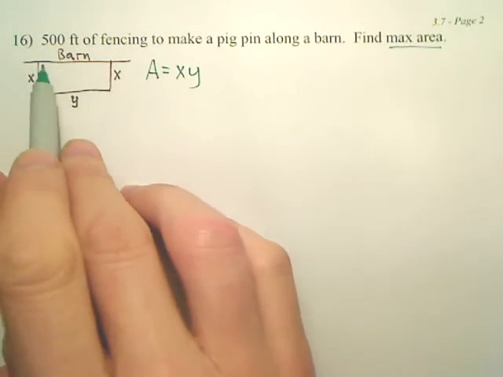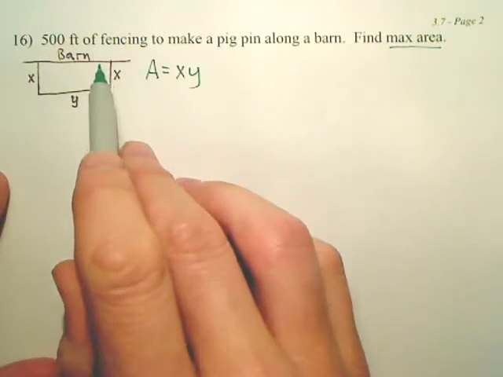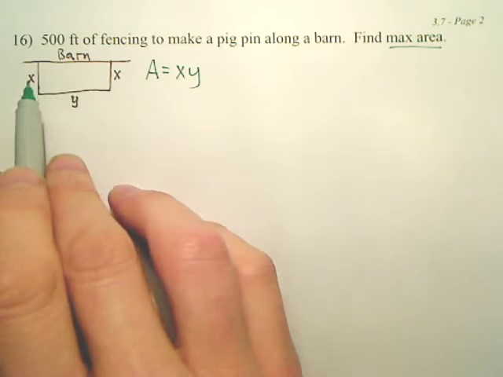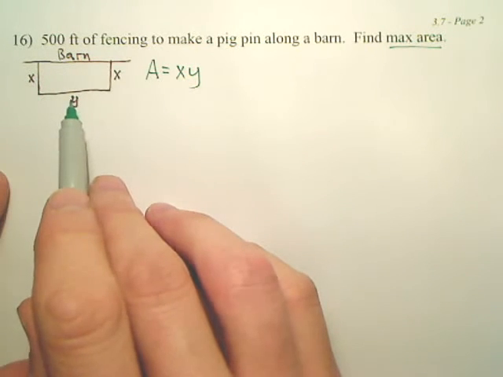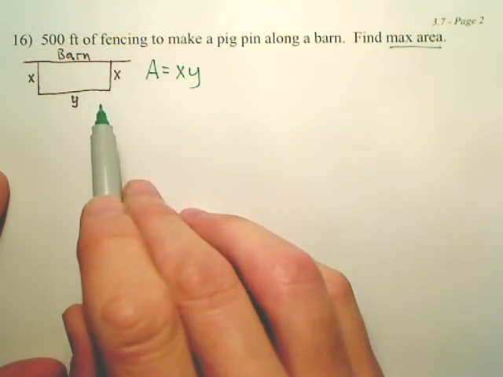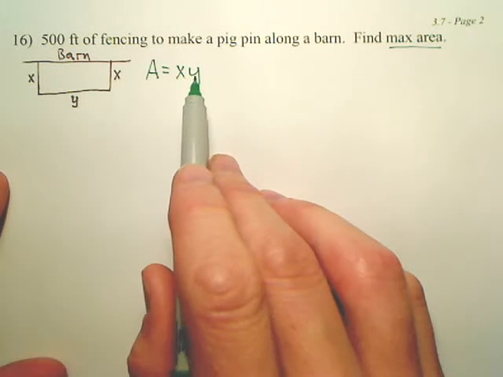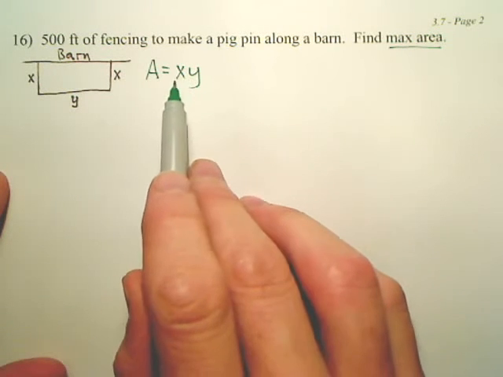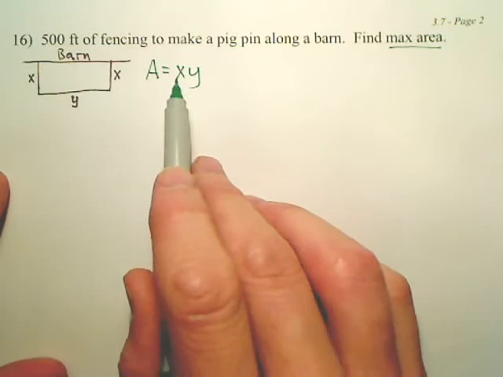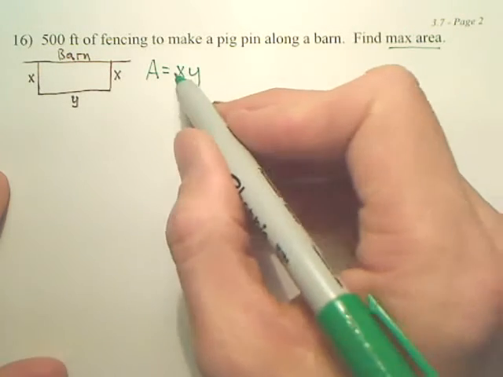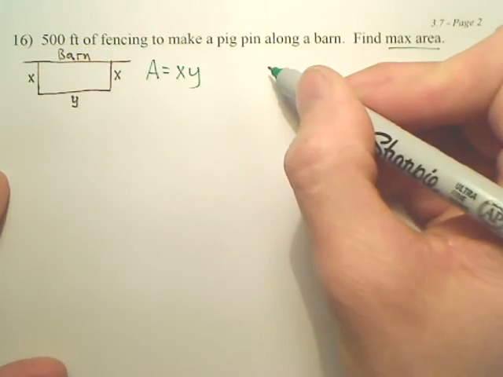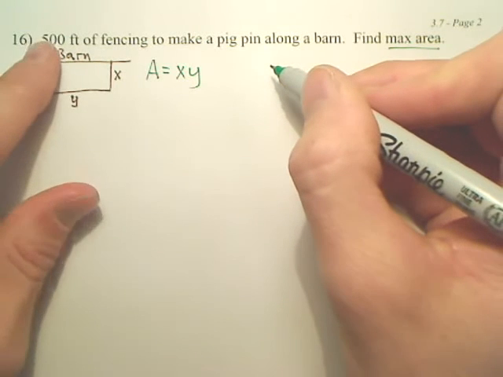By the way, here's the barn. Here's a rectangular pen. This is x, this is y. Area would be x times y. You're maximizing this. We need a secondary because we need these x's and y's to disappear. We need to have all x's or all y's. The secondary equation is perimeter.